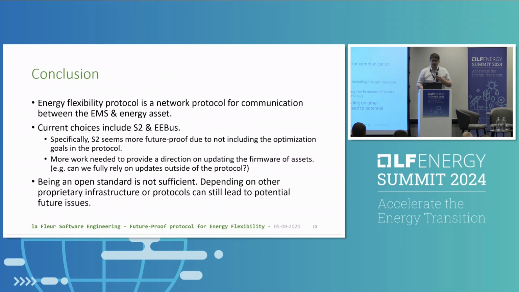So to finalize, we looked at what an energy flexibility protocol is and where it fits inside of the puzzle. So it's between the energy management system, the optimization component, and the energy assets. We've seen two examples. We also looked at the future-proofness, and finally we also noted that it's actually not sufficient to just have an open standard. Everything around it needs to be open as well.